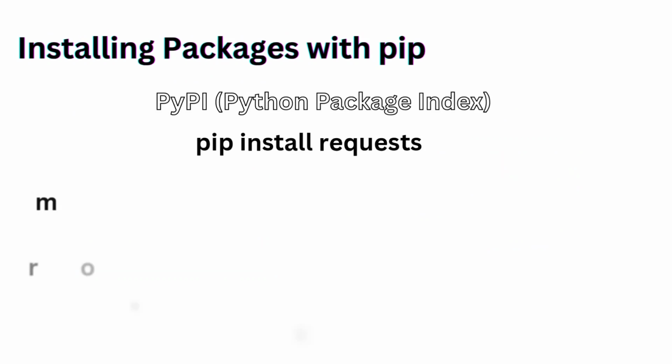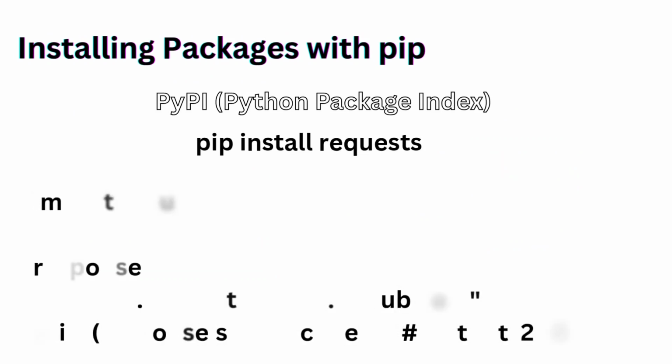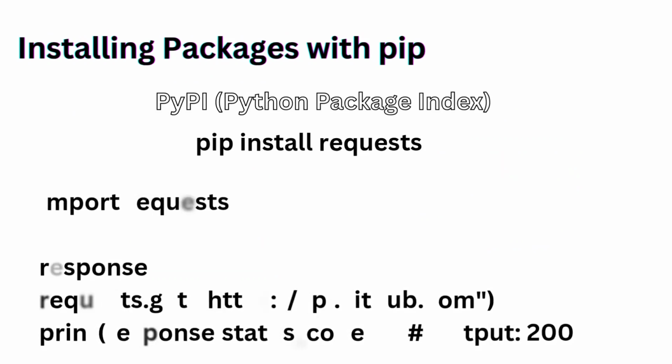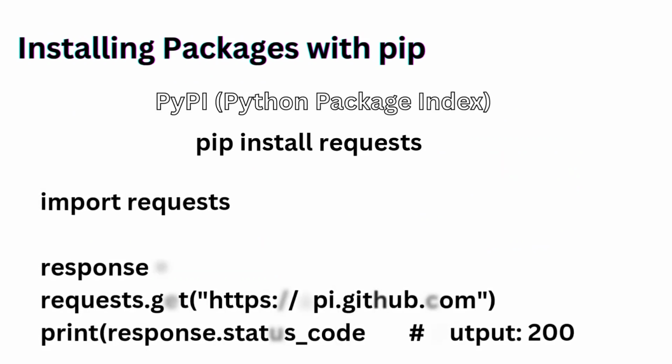import requests, response equals requests.get, the GitHub URL, and print response.status_code. See how quickly we made an API request. That's the power of packages.